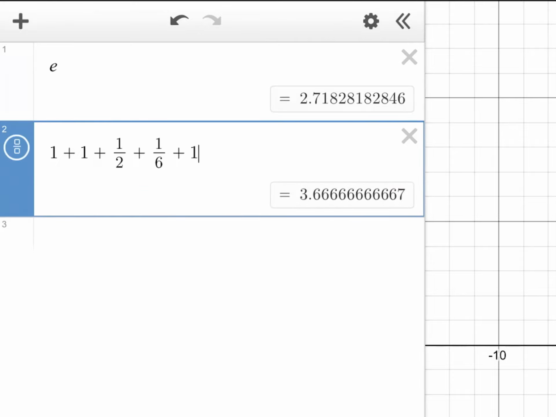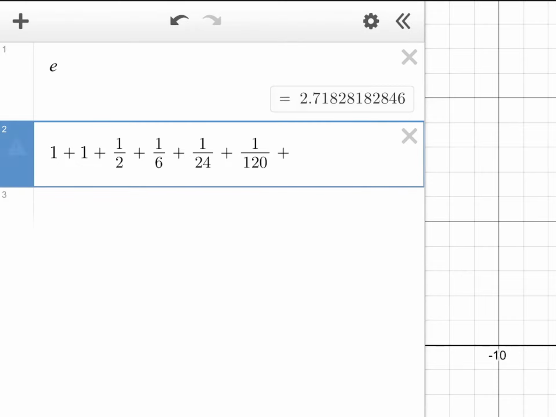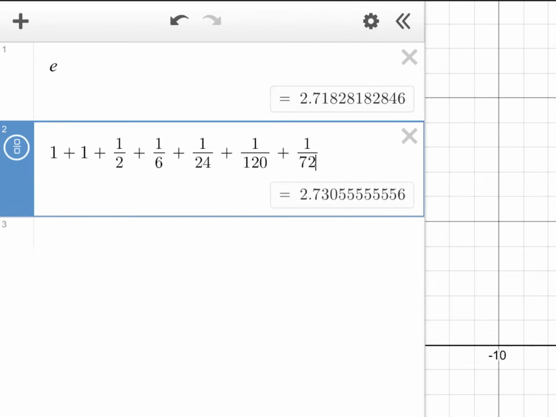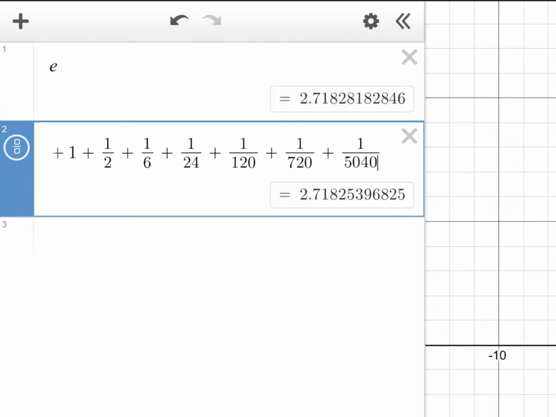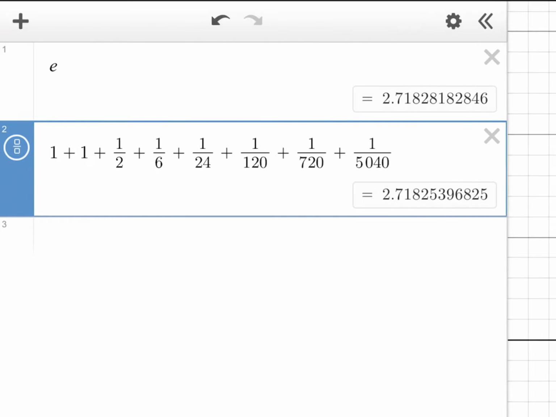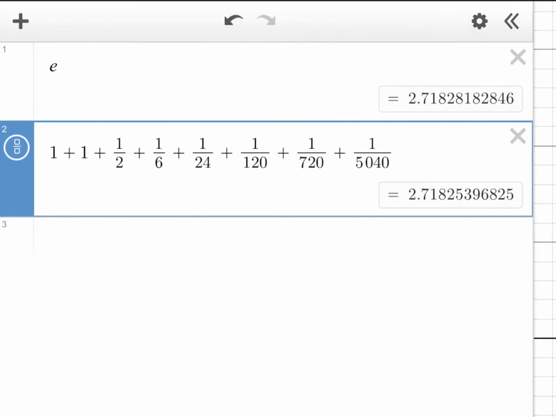Plus the next term was 1 over 4 factorial. That's 1 over 24. The next term was 1 over 5 factorial. 5 factorial is 120. Notice how my answer is getting closer and closer to e every time I add another term. The next one is 1 over 6 factorial, which is 720. Look how close we are to e already. And let's just do one more. The next one is 1 over 7 factorial. And 7 factorial is 5040. So notice we're already very close to e, and we've only done 8 terms of this series.